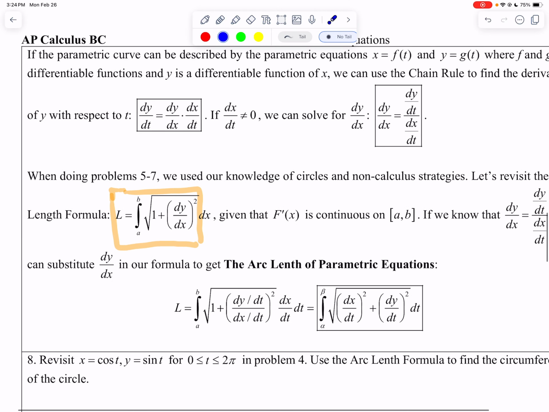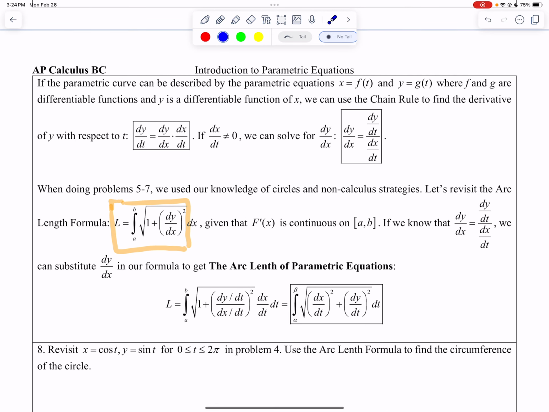Now, unfortunately for us, the bad news is that we don't really have dy dx in terms of parametric equations because everything is going to be in terms of t. So here, if we have a parametric curve described by x is equal to f of t and y is equal to g of t, we can use the chain rule to find the derivative of y with respect to t, since we want that in terms of parametrics. So in order to do that, I have dy dt, and that's going to be dy dx times, chain rule, dx dt.